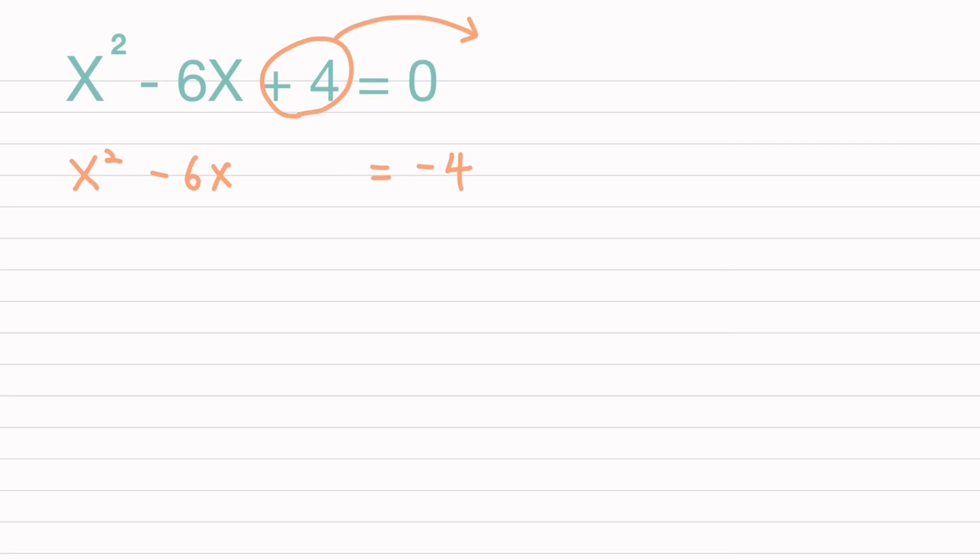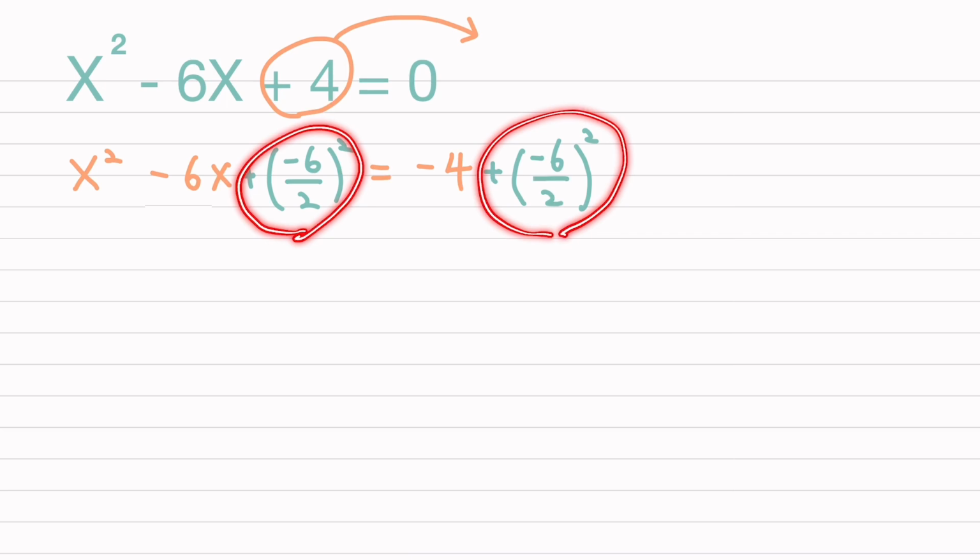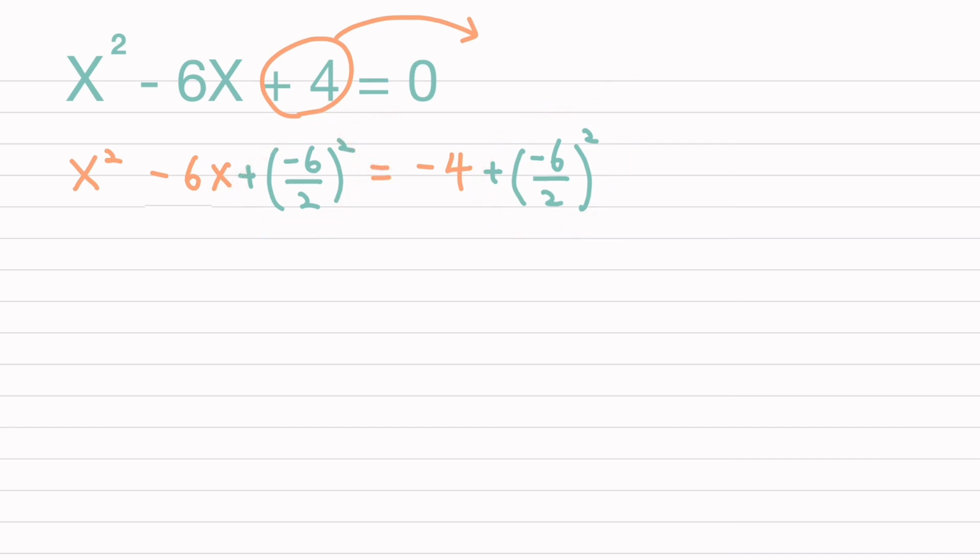The second step is to take this b part, the coefficient of the second term, divide it by 2, and then square it and add it to both sides of the equation. Take that negative 6, divide it by 2, and then square it to add to both sides. Now you have these two numbers added to the equation. The equation stays the same because we are adding the same numbers to both sides, so these stay equal.